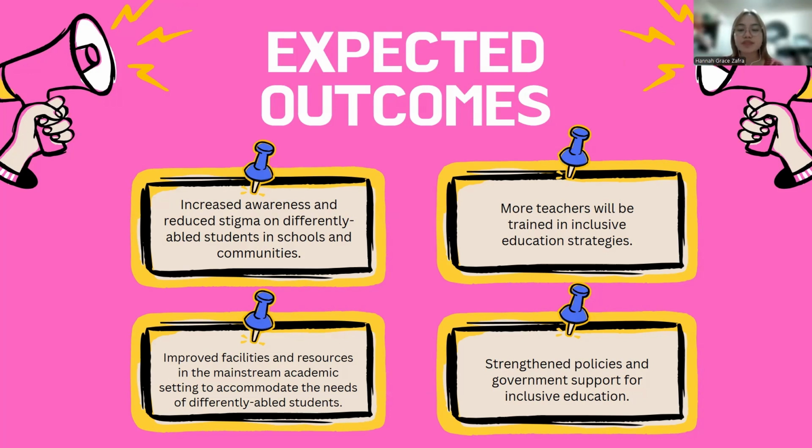Third, mainstream schools will have improved infrastructure and access to assistive tools to better support differently abled learners. And lastly, stronger policies and increased government backing will ensure long-term sustainability and expansion of inclusive education efforts. So that is it for the social mobilization component of the ABLE program.